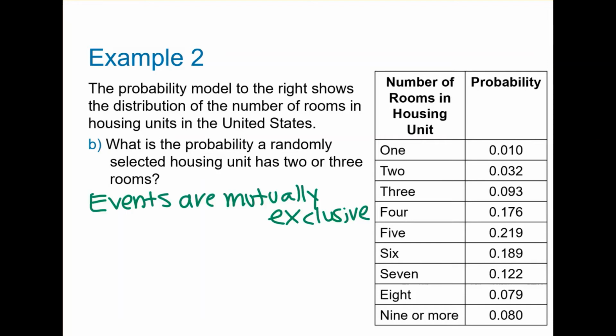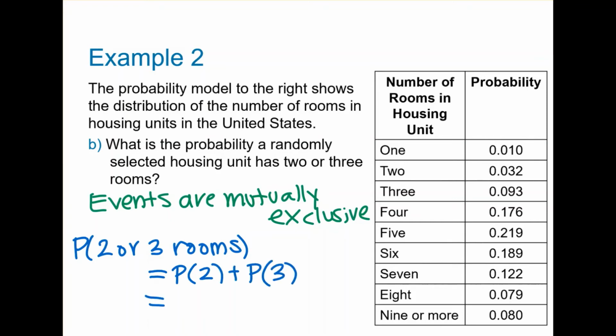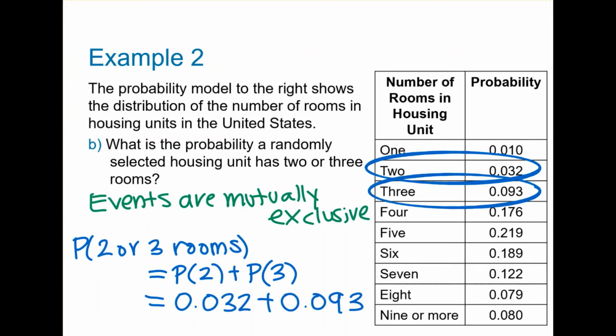So because the events are mutually exclusive, and we're trying to find the probability of having 2 or 3 rooms, that means that we can just add the probabilities. So we have the probability of having 2 or 3 rooms. This is equal to the probability of 2 rooms plus the probability of having 3 rooms. The probability of a unit having 2 rooms is 0.032. And the probability of having 3 rooms is 0.093. So now we add the two probabilities and we get 0.125.